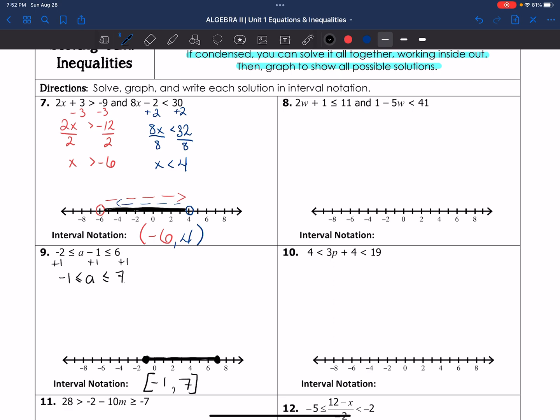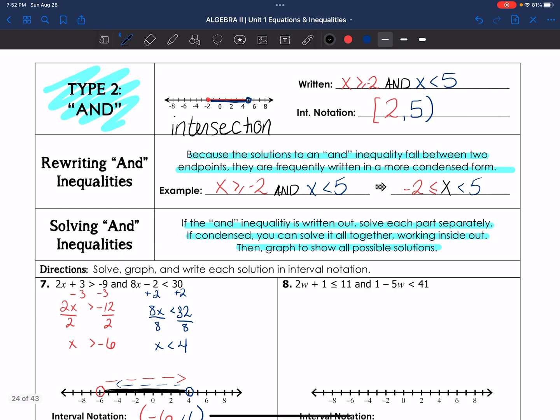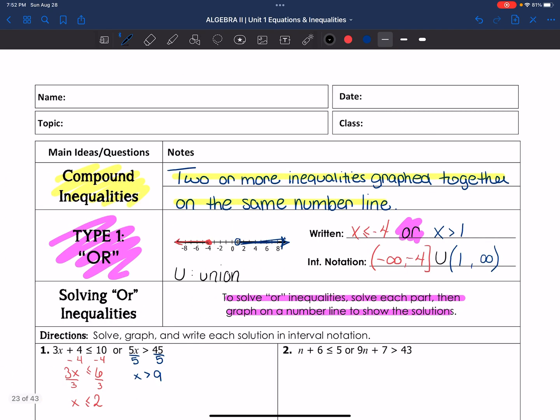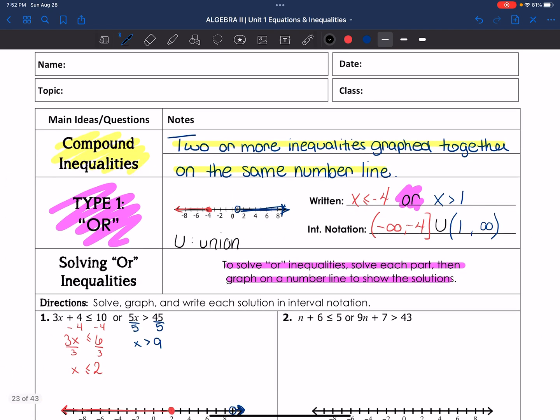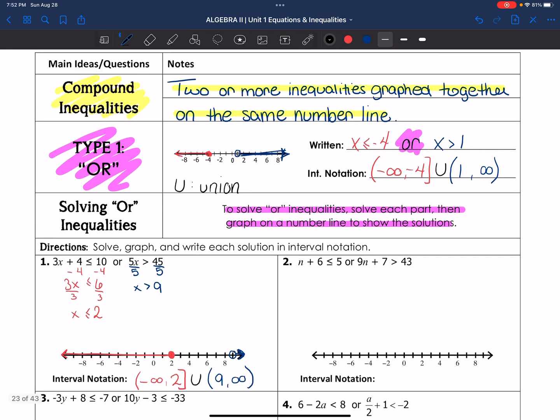So there you have it, ladies and gentlemen. That is solving the and as well as the or compound inequalities.